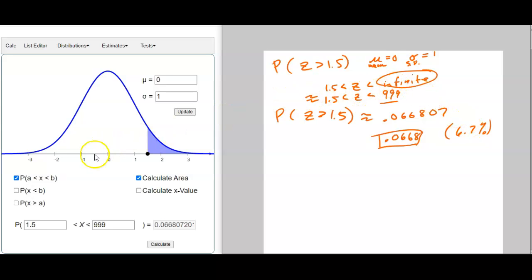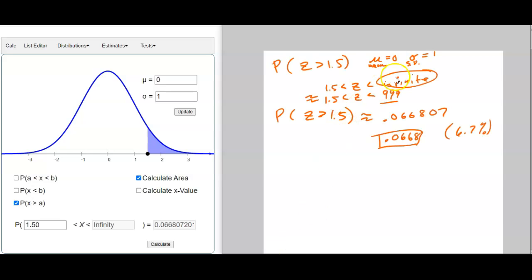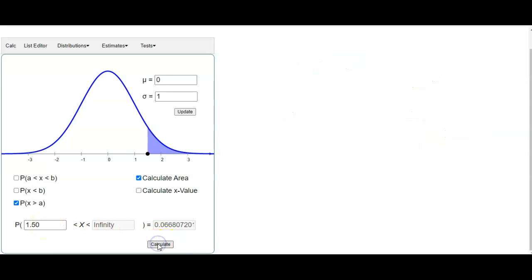So by the way, if you notice over here, they have this option, P of x less than b or x greater than a. We could have just selected that. And then notice it automatically pops infinity in over here, right? Which is what we had. You can't really have infinity, it's not a number. But this would have given us the same thing. And if we hit calculate there, I recalculated, and it gives us the same number, 0.066807. So if you put an x greater than a, it'll automatically say, well, you're going all the way to infinity, although the program has a big number in there, like 99999 or something.